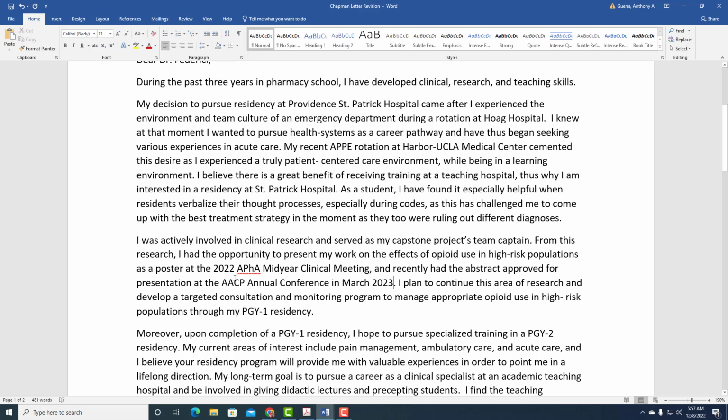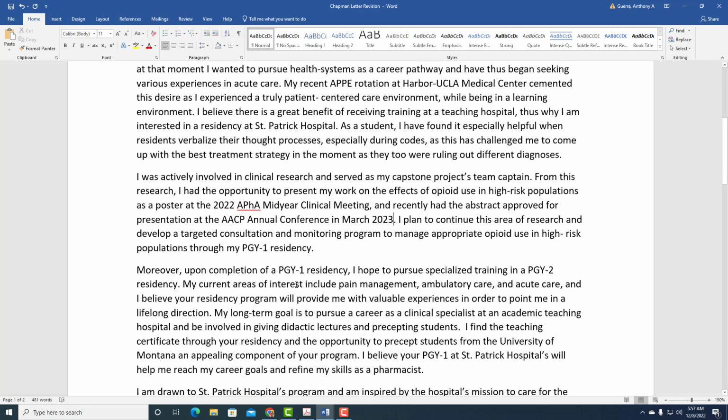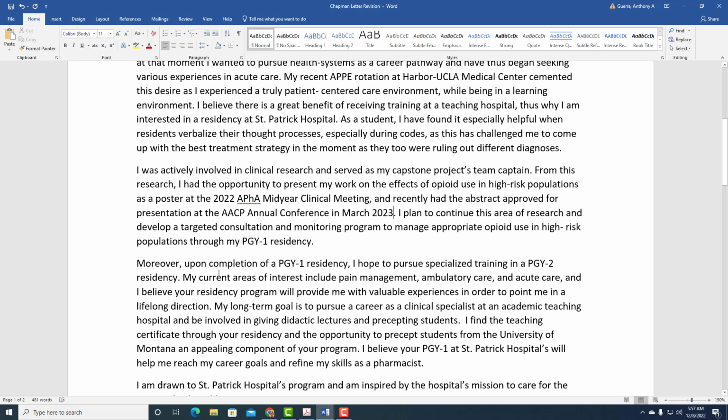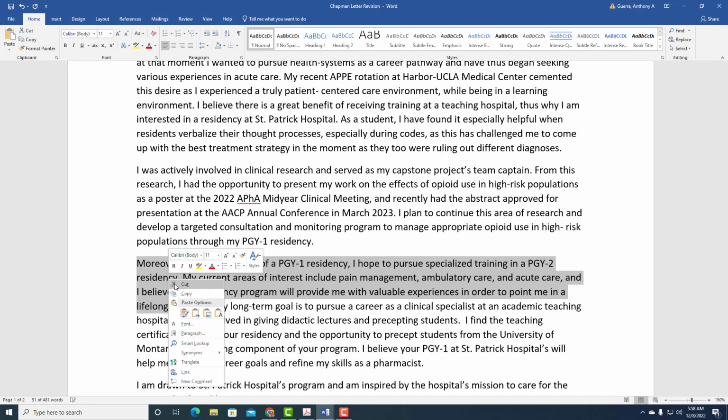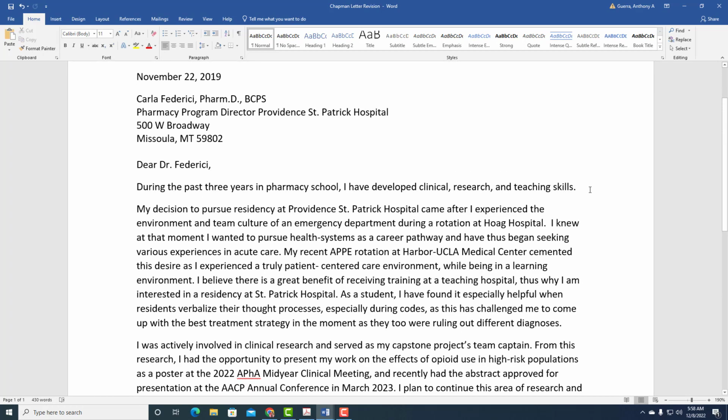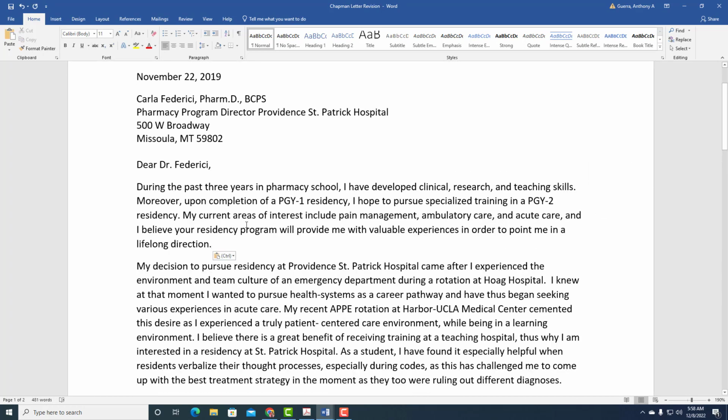Okay, now you've done clinical, now you've done research, and now you're going to do teaching. Okay, "upon completion, I hope to pursue specialized training." This is more about your goals, and it looks like this stuff should probably be in the very beginning. Okay, so let's just put that in the beginning.